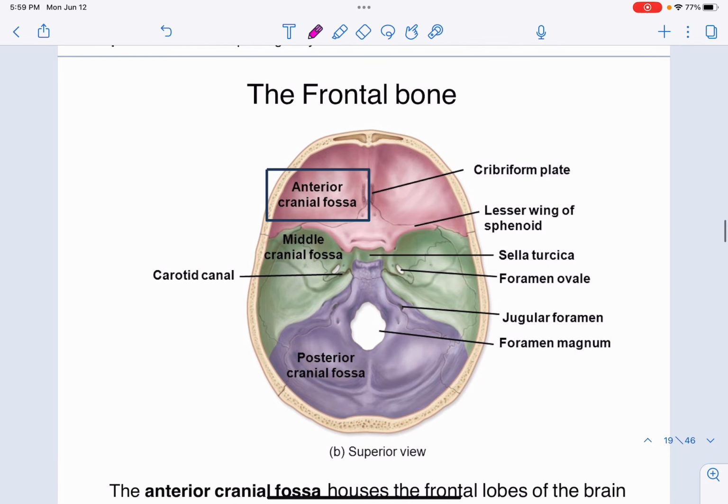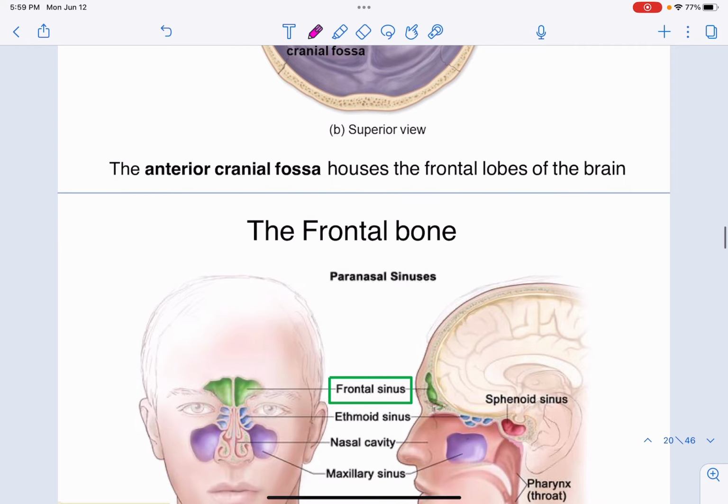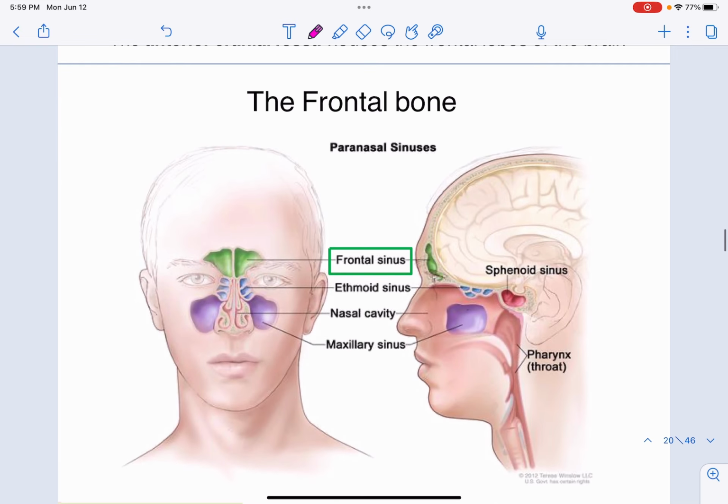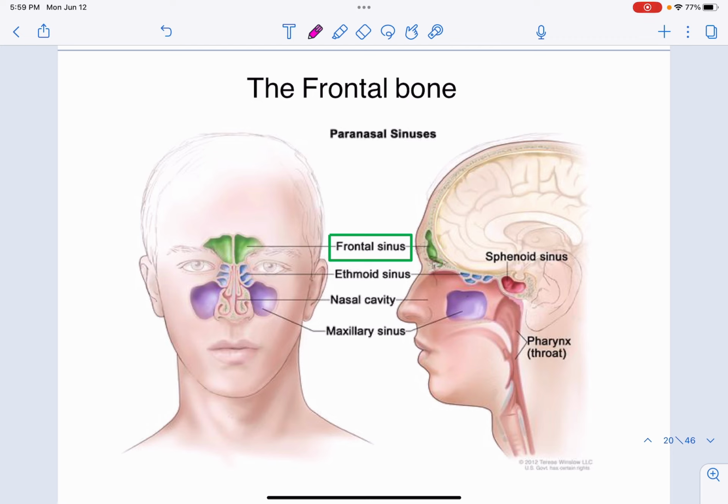Here, again, if you kind of take off that top portion of the skull, you can then make out the anterior cranial fossa. And this houses the frontal lobes of the brain. There is a frontal sinus, so if you carve away that frontal bone area, kind of right behind the glabella region, there is a frontal sinus here.